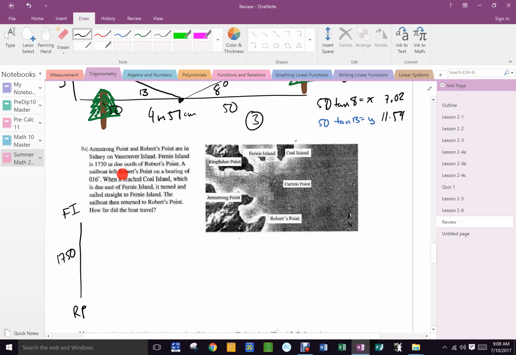A sailboat leaves Roberts Point on a bearing of 16 degrees. So north is where we start counting from, right? 16 degrees is to the right. So I would drive out here at 16 degrees. When I reach Coal Island, which I put on the map right here, the boat started at Roberts Point, went up to Coal Island, and then over to Fernie. So even if you couldn't read the question, you had a map of it. Why? Grinchy heart, 2 sizes too big.